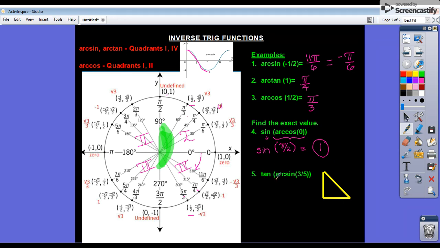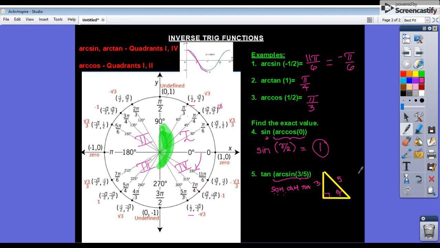Now, if you look at number 5, this is a value that is not on the unit circle: arcsine of 3 over 5. 3 over 5 is not on the unit circle, not for sine, not for cosine, not for tangent. If this ever happens, you want to go back to SOHCAHTOA, meaning they're going to give you a right triangle and tell you the sides for sine, which is 3 over 5. Remember SOHCAHTOA: sine is opposite over hypotenuse. Since I'm given sine, the 3 and the 5 are the opposite and hypotenuse values. If I put the angle here, the side opposite of that is 3, the hypotenuse is 5.